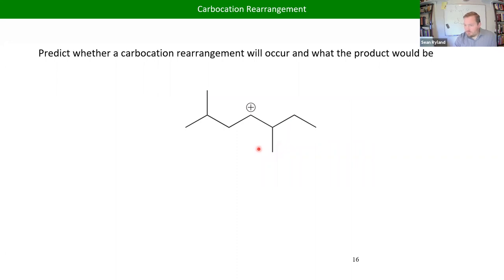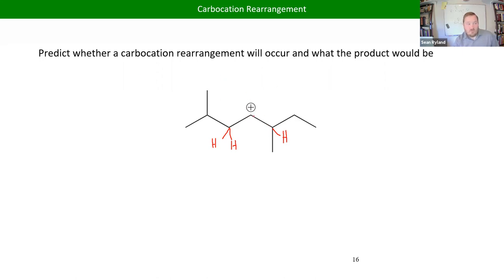Right, and we're out of time, but I'm going to go through this one really quick, and then we'll talk about why it is in lab. If we wanted to know what type of shift would happen, here we have a secondary carbocation. It has two hydrogens next to it on one side. On the other side, you've got a methyl and another hydrogen.